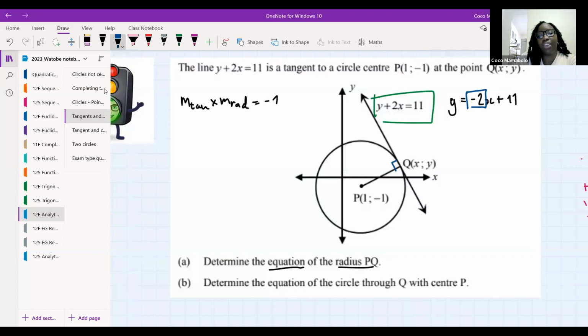All right, I'm going to give everybody the rest of the time to go ahead and do the question. Find me the equation of radius PQ, and you can drop your answer in the chat once you're done. And then it says, determine the equation of the circle through Q with center P.